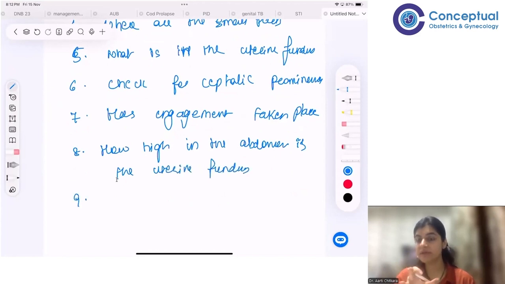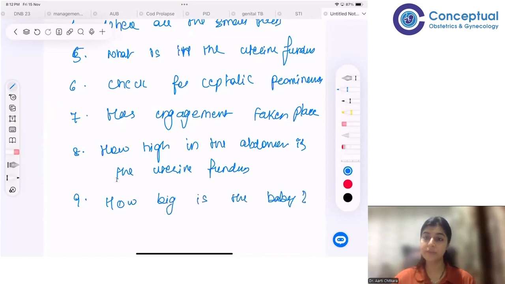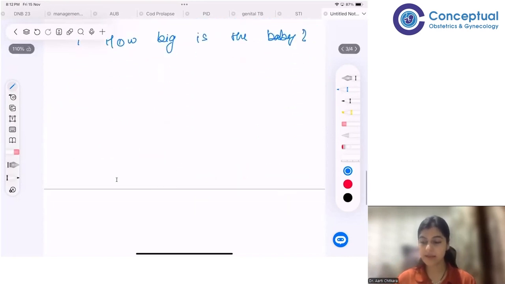Sometimes clinically when we examine the fundus, we feel it is an IUGR patient, an IUGR baby is in labor, but we fail to realize that the head has gone so low into the pelvis. If the station is at 0, then obviously there will be a descent of the fundus. You should not confuse it with an IUGR labor. Very, very important is how big is the baby clinically. So these are the things which you should be able to answer for yourself when you're doing an abdominal inspection and palpation.